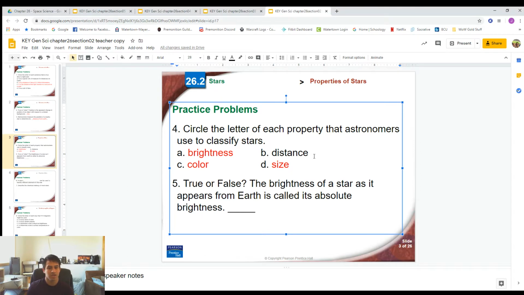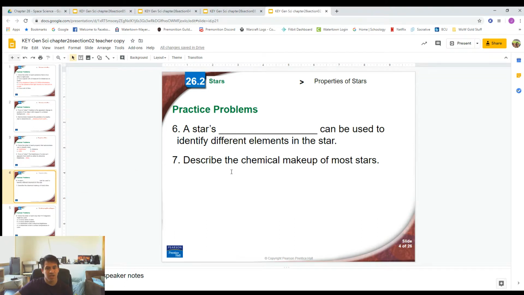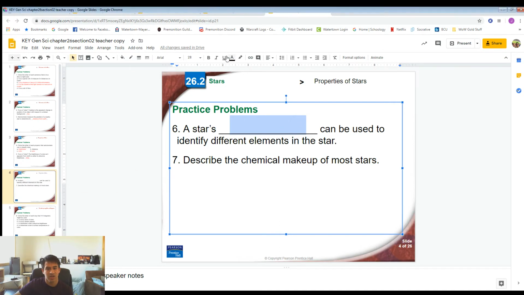So, number 5, true or false, the brightness of a star as it appears from Earth is called its absolute brightness. That is false. The brightness of a star as it appears from Earth is called its apparent brightness. So that's how bright it looks like it is from Earth. Its absolute brightness is its true brightness. So, yeah, that's false.